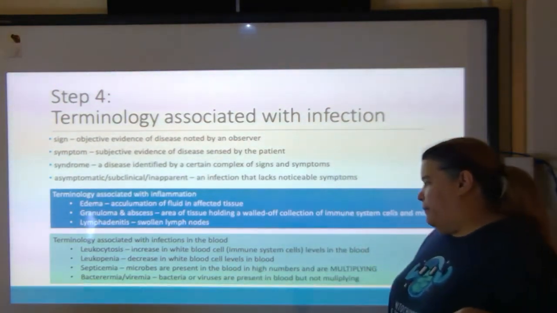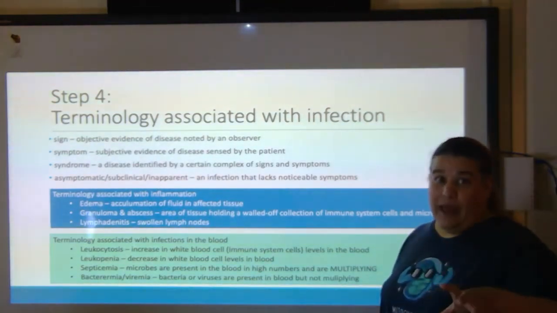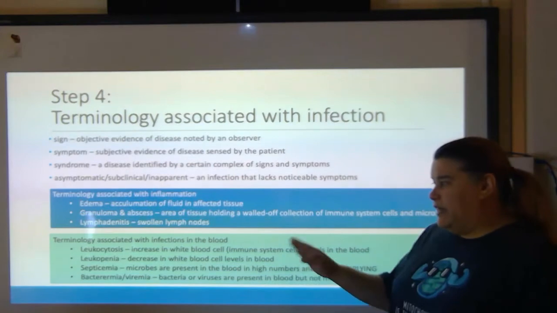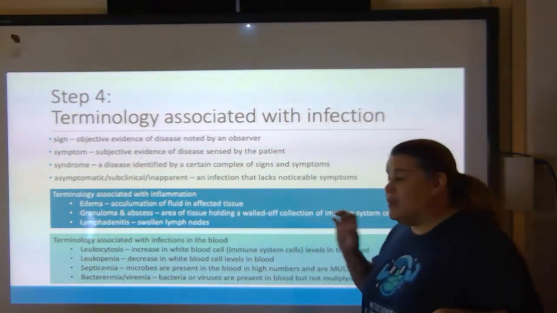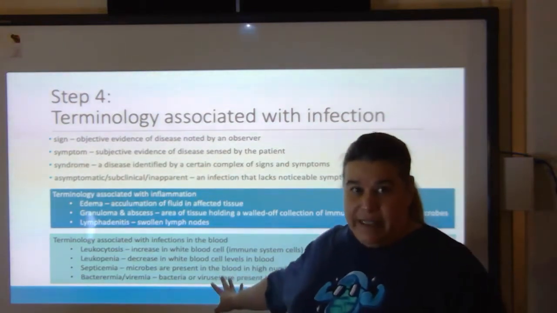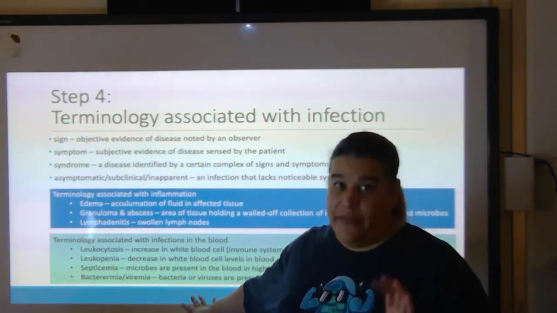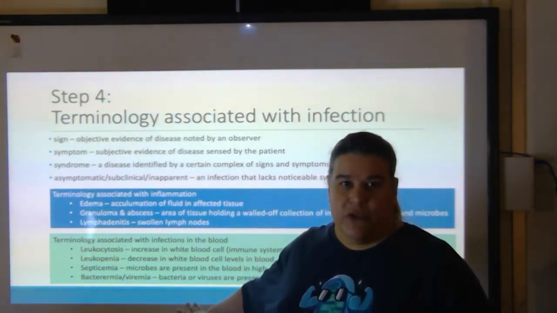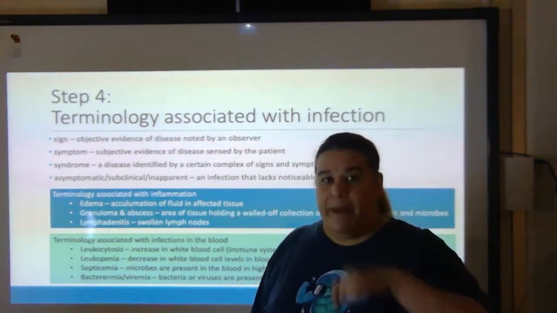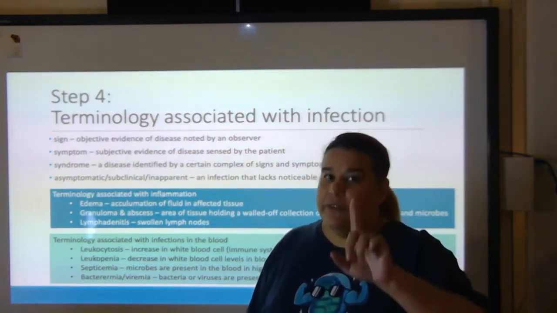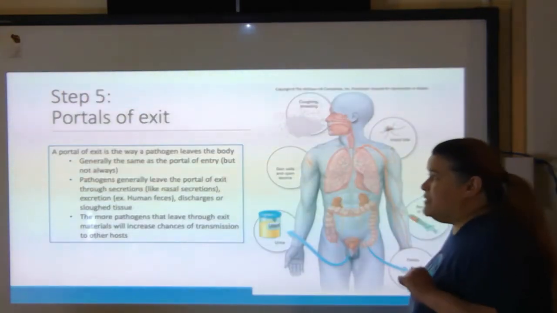Bacteremia, viremia. This kind of goes back to you've got something in your blood. It's either going to be bacteria or it's going to be viruses. The difference is, compared to septicemia, they're not multiplying now. They're there, but they're not multiplying. So if you've got viremia, there are viruses in the blood, they're not multiplying. If you've got bacteremia, there are bacteria there, they're not multiplying. In septicemia, they are.